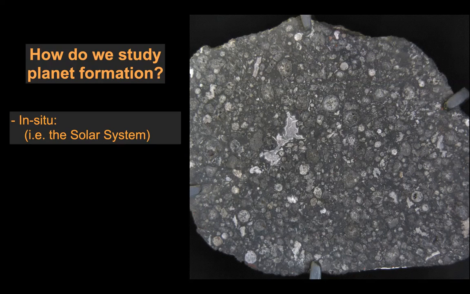Okay? What were the types of minerals that were available? What were the different atomic ratios in the early solar system that went into forming terrestrial planets like the Earth, Venus, Mars? We get that information in situ by studying rocks from the early solar system. So that's one way to do it.